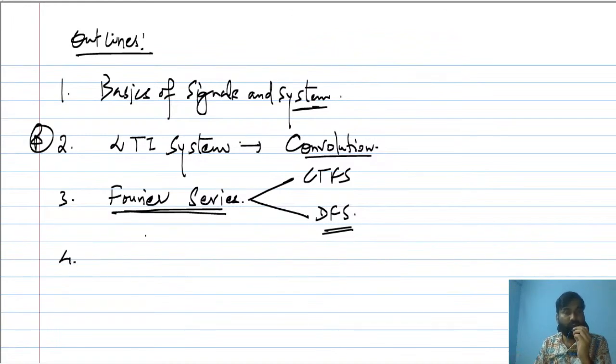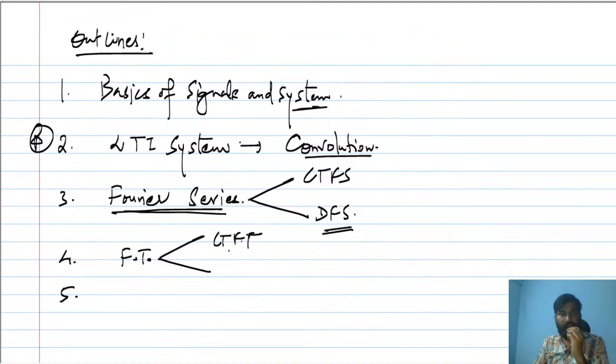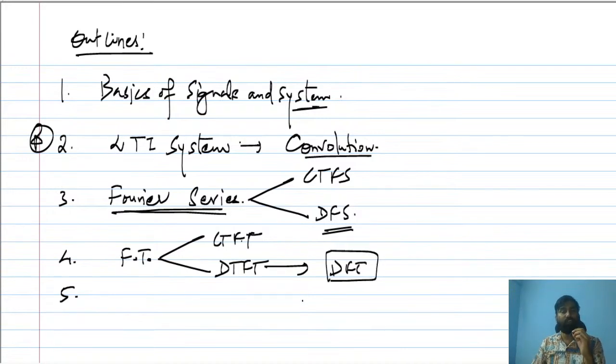And the fourth one is going to be the Fourier transform. Here again we will talk about continuous time Fourier transform and discrete time Fourier transform. And after discussion of DTFT, we will also talk about DFT, the discrete Fourier transform. Here DTFT is there and here DFT. So this is important for ECE and IN, not for electrical.